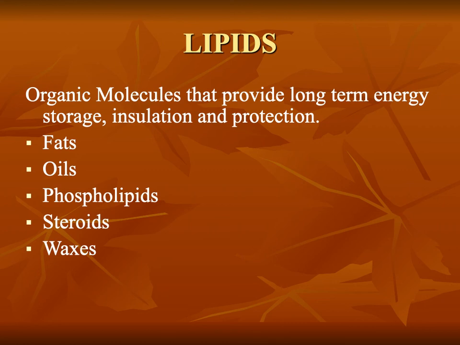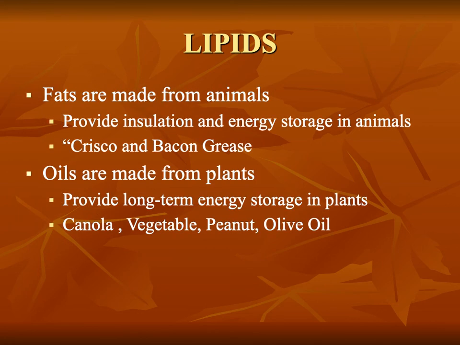Lipids are molecules that provide long-term storage of energy, insulation, and protection. Fats, oils, phospholipids, steroids, and waxes are all forms of lipids, especially what we think of as fats. It's used for long-term energy storage. Fats are made from animals and provide insulation and energy storage in animals, like Crisco and bacon grease. Oils made from plants provide long-term storage of energy in plants: canola, vegetable oil, peanut, and olive oil.